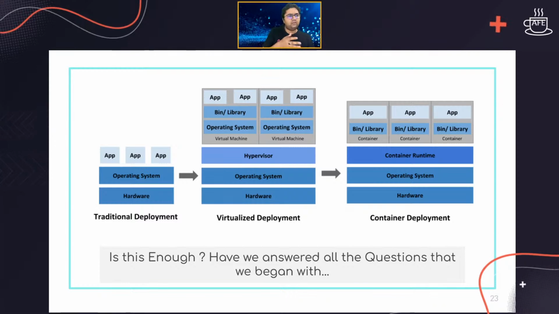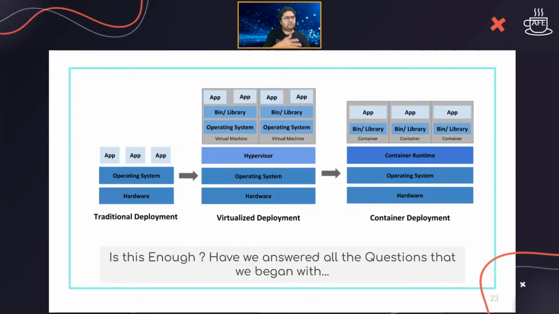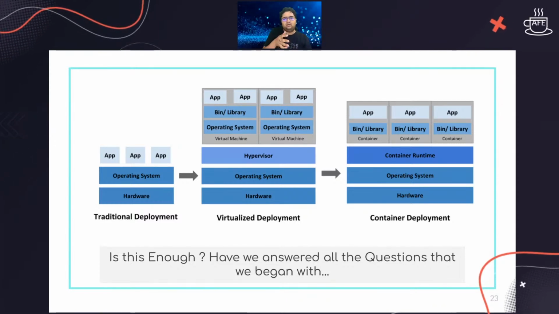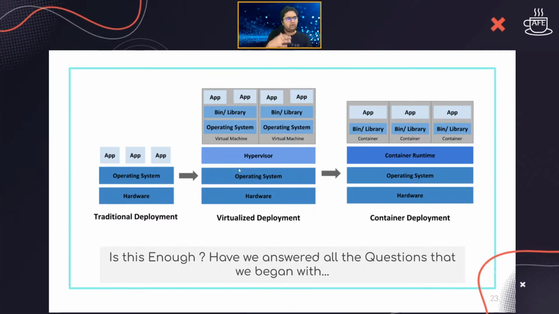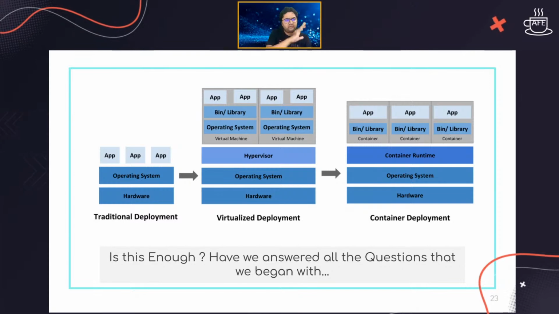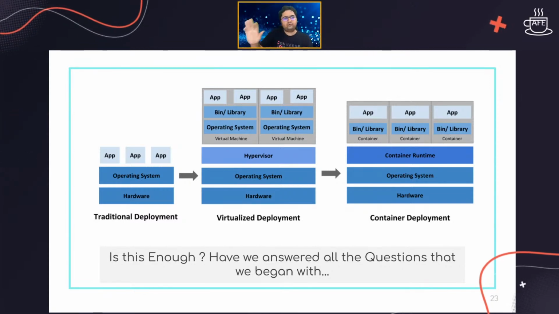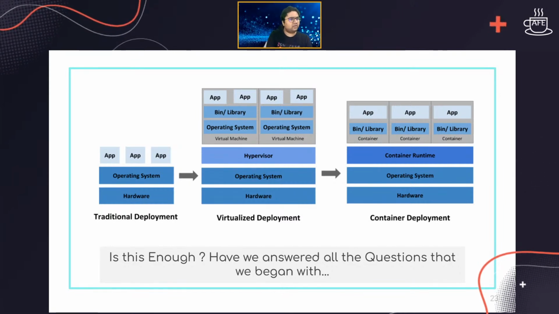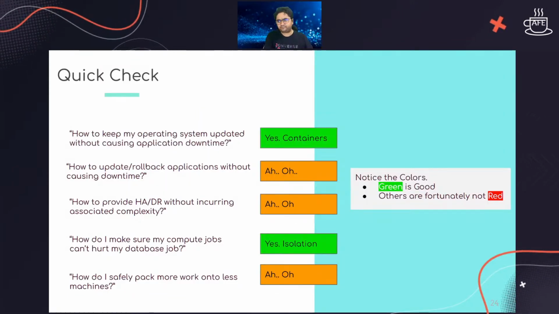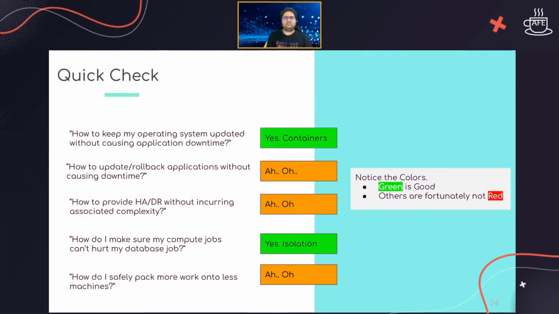Now, if we look at what we have achieved, we started with a traditional deployment. We have talked a little bit about virtualization, which is the modern way of doing it, creating a virtual machine and all that. Then we have moved to a containerized deployment. And have we answered all the questions that we began with? Let's do a quick check.